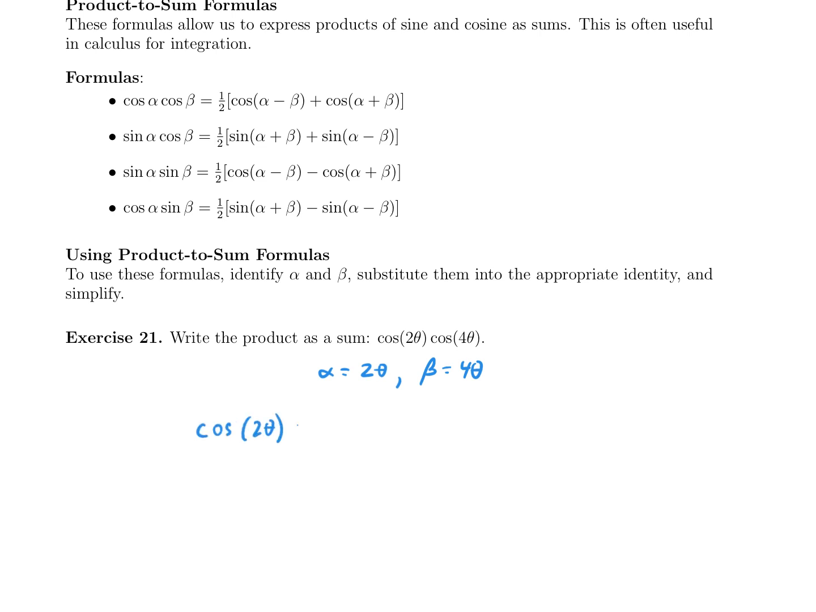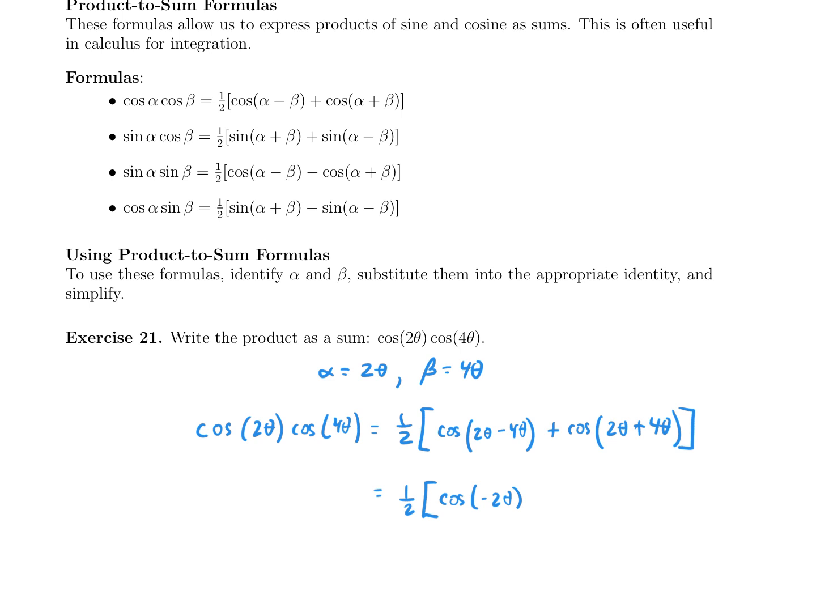Cosine of 2 theta times cosine of 4 theta is going to equal 1/2 times cosine of the difference of the two angles plus the cosine of the sum of the two angles. So at this point, we just have to simplify this. All you've got to do is subtract, and that'll give you negative 2 theta for the first term. For the second term, you're going to get cosine of 6 theta.